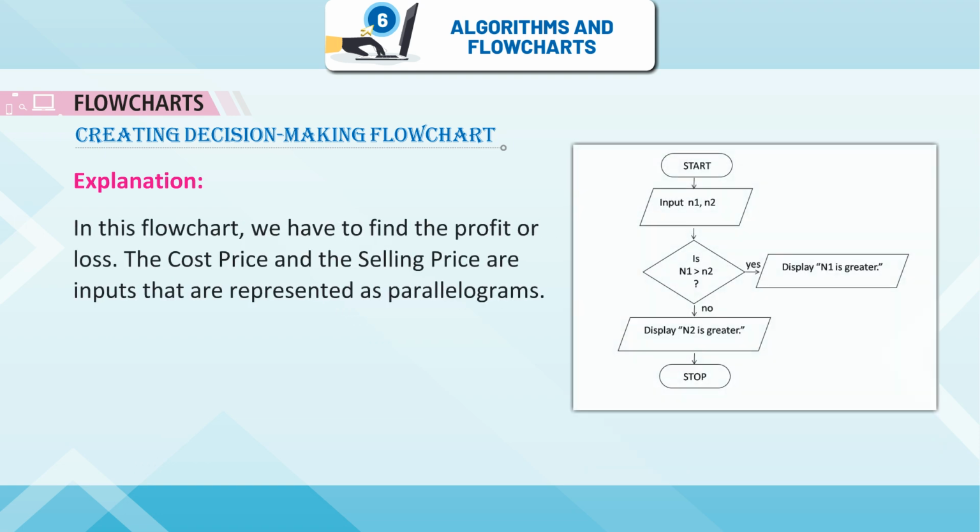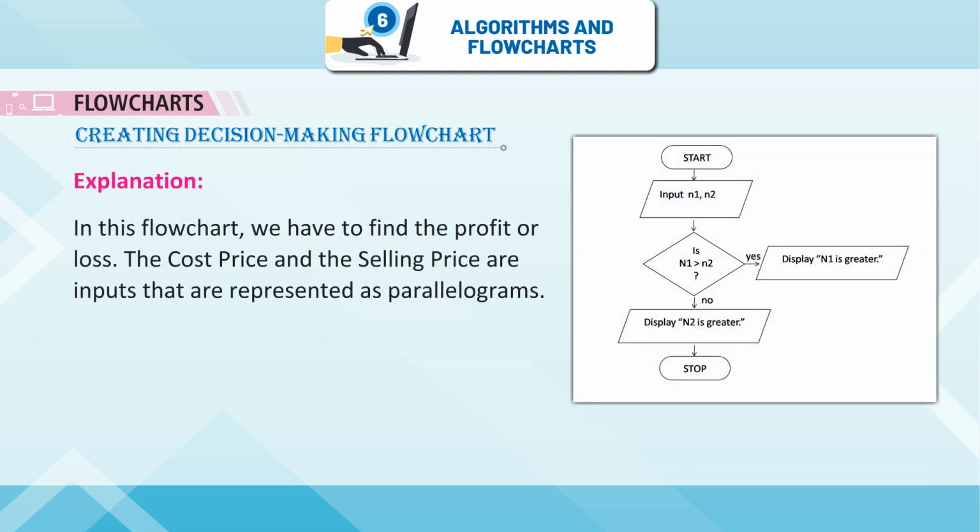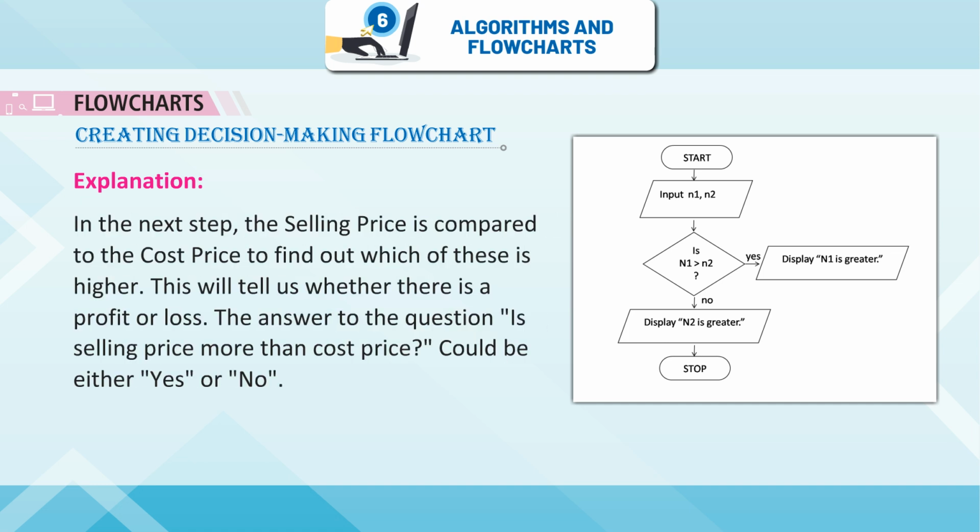Explanation. In this flowchart, we have to find the profit or loss. The cost price and the selling price are inputs that are represented as parallelograms. In the next step, the selling price is compared to the cost price to find out which of these is higher. This will tell us whether there is a profit or loss.